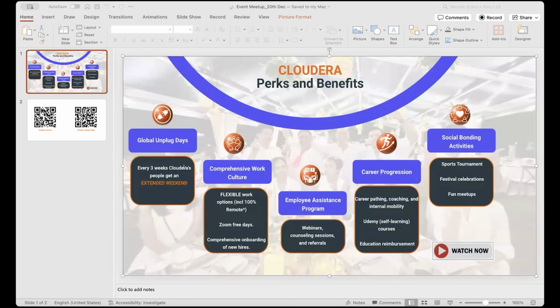Of course, there are social bonding activities that we have. We keep having sports tournaments, festival celebrations together, and fun meetups, things like this. And in fact, last week we had a full wellness day organized, encouraging people to also focus on their health while they're focusing on their careers.